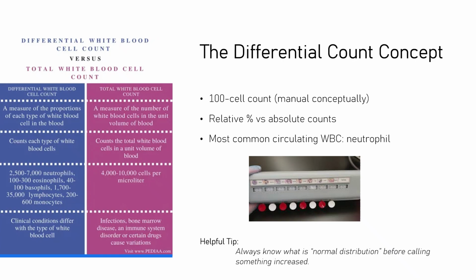Another important thing to remember is that neutrophils are the most common circulating leukocyte, typically making up about 50 to 70% of circulating white cells in healthy adults. That's why when you perform a manual differential, you'll feel like you're seeing neutrophils constantly, because biologically they dominate the circulation. One practical tip I always give students is this: always know the normal distribution before deciding something is increased. You can't recognize abnormal patterns unless you understand what normal actually looks like.